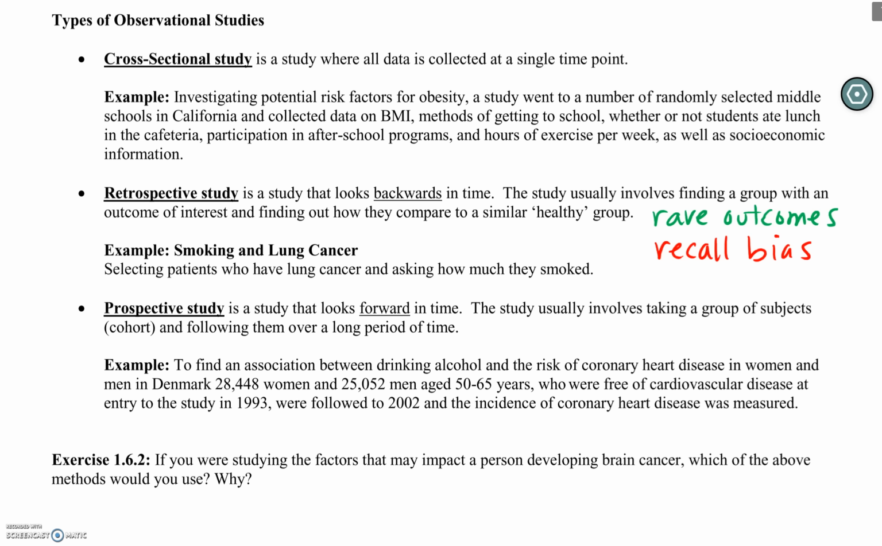Our last method here is a prospective study. This is where we follow somebody forward in time. So our example here, they took an absolute giant sample of people in their 50s, who were 50 to 65 years old. They started in 1993, followed them to 2002, and we're trying to figure out how many of them came down with coronary heart disease and what things they had done that might influence that.